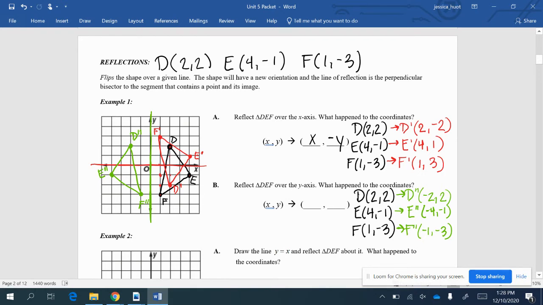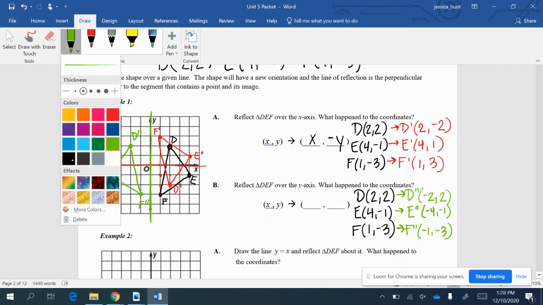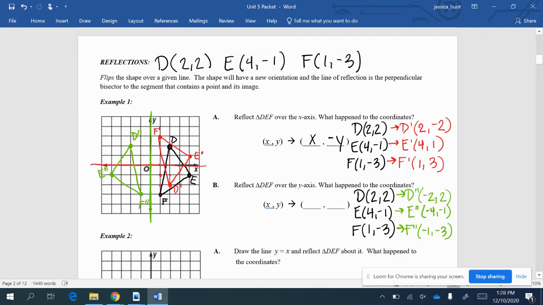So when I look at this, what changes in our rule? So 2 becomes negative 2, 4 becomes negative 4, but then our y values stay the same. 1 becomes negative 1, and then our y values stay the same. So here our x's are changing. Our y values are staying the same.